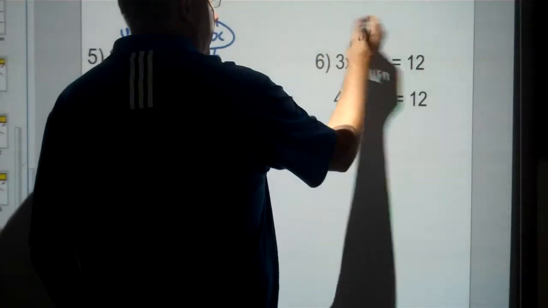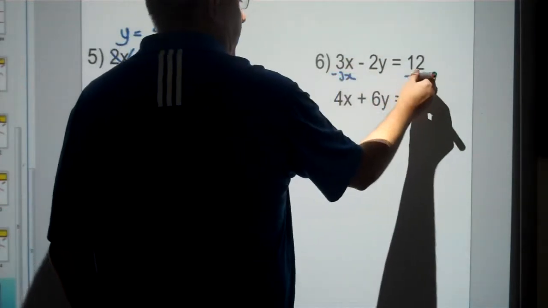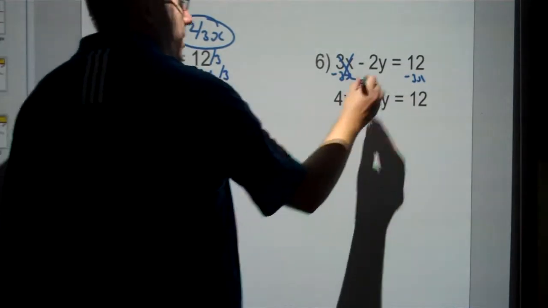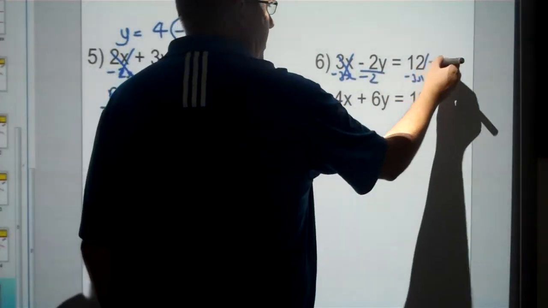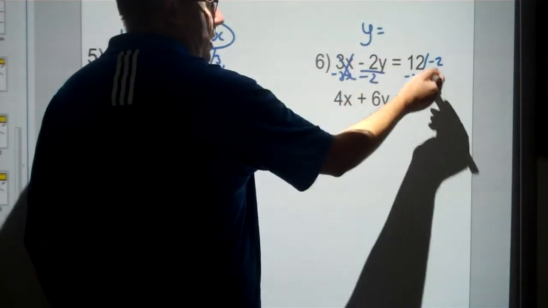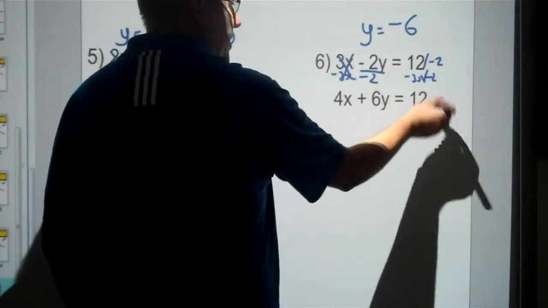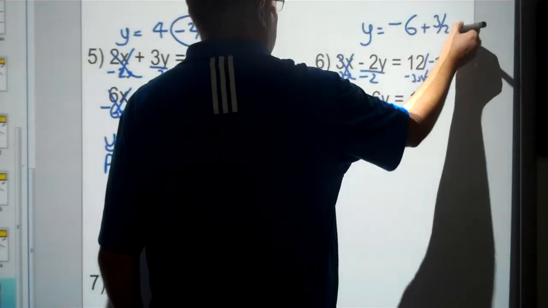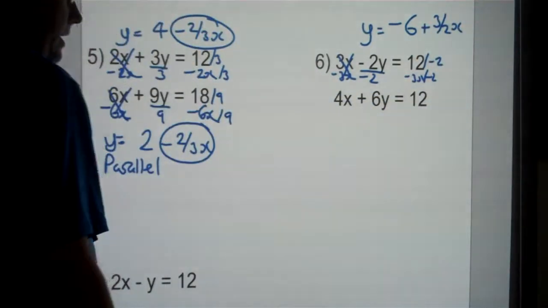Subtract 3x from both sides. So I got negative 2y equals this. Divide everything by negative 2. So I got y equals 12 divided by negative 2 is negative 6. Two negatives cancel, giving me a positive. So I got positive 3/2 x.